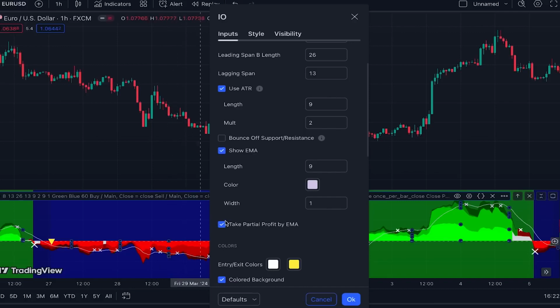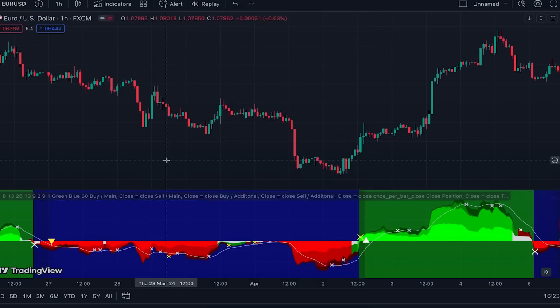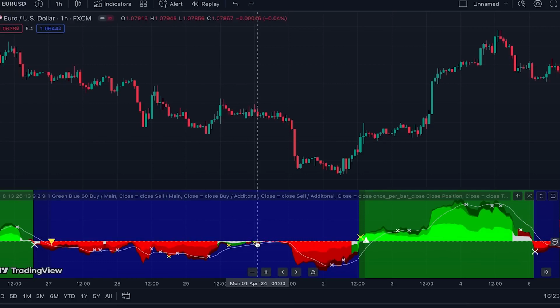This white line is the EMA with length of 9, as I mentioned earlier. If you see too much of these white signs and you find them distracting, you can turn it off here by the help of this option. So you will not have these small signs based on EMA cross, and you will only have these yellow signs which are when conversion and baseline cross.